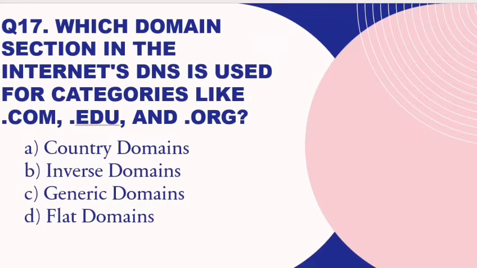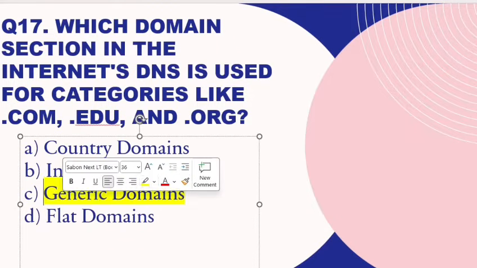Moving on to the next question, question number 17. Which domain section in the internet's DNS is used for categories like .com, .edu, and .org? Options are option A country domain, option B inverse domain, option C generic domains, option D flat domains. I hope you all have guessed the answer right. So the correct answer for this question is option C generic domains.